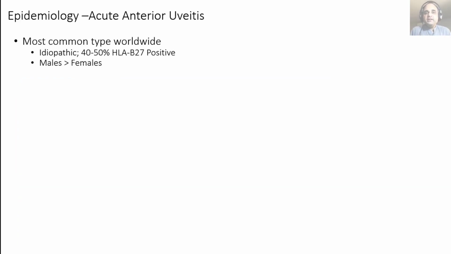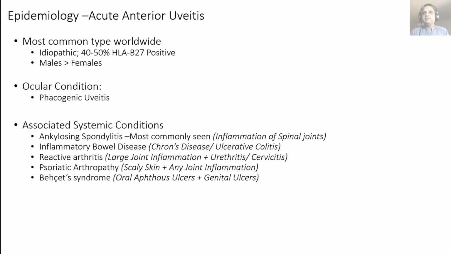Acute anterior uveitis is the most common type of uveitis that's diagnosed, up to 90%, depending upon which population region you look at. And most of it obviously falls in the idiopathic category. About half, if you investigate them well and get proper tests done, may be associated with HLA-B27, human leukocyte antigen B27. Males are more commonly affected than females. The ocular condition that we have already talked about is phacogenic uveitis.